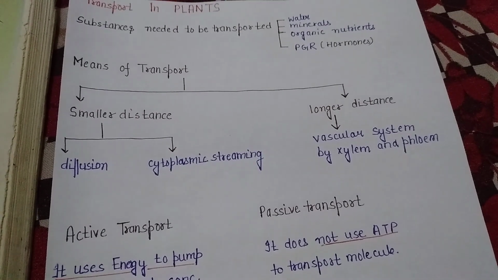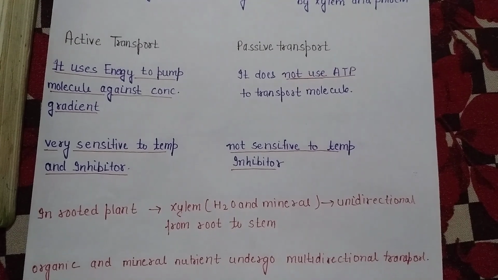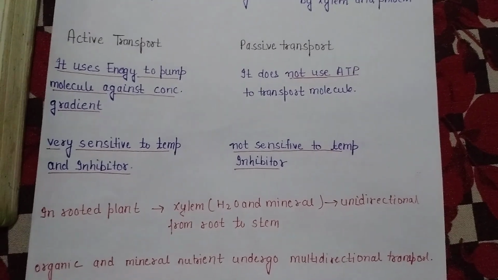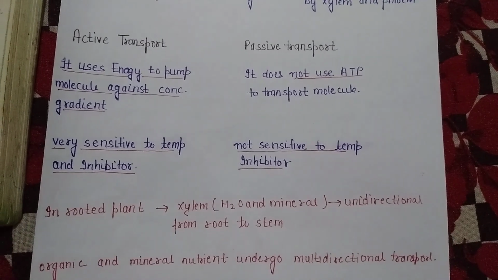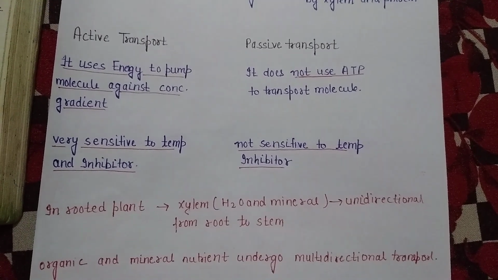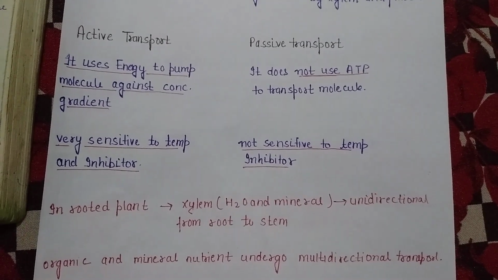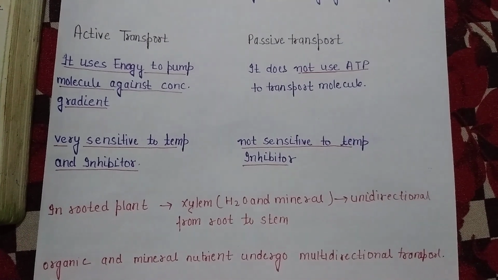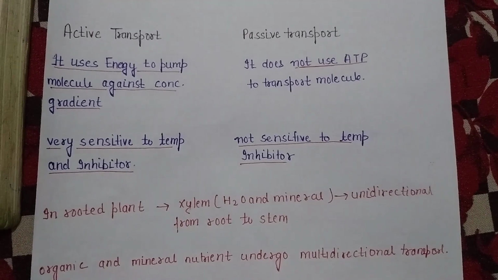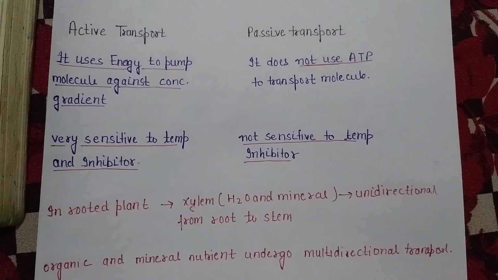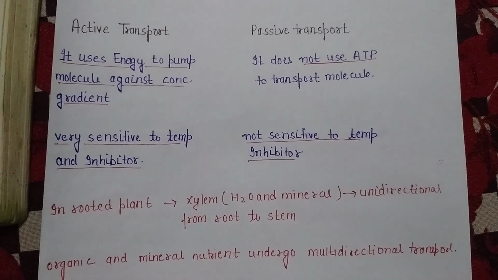And the transport type can be active transport or passive transport. Now let's see active transport. Active transport uses energy to pump molecules against a concentration gradient, and it is dependent on energy, ATP. With the help of ATP, it can take place. Active transport is very sensitive to temperature and inhibitors. And passive transport does not use ATP energy for transport of molecules, and it is not sensitive to temperature and inhibitors.